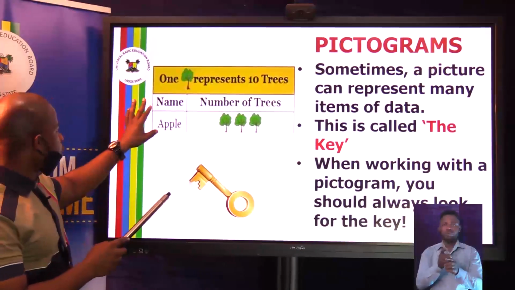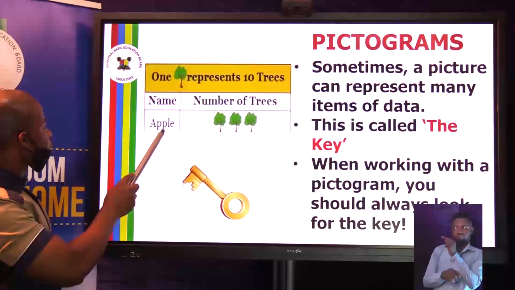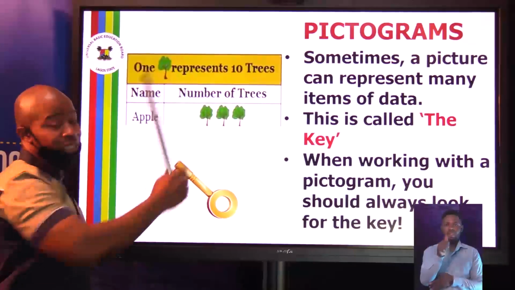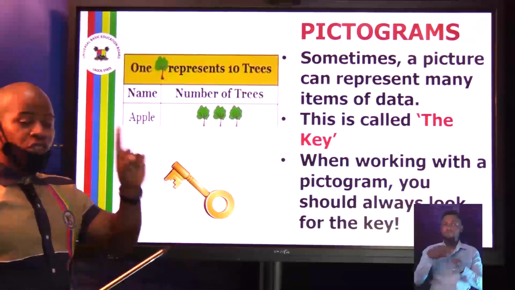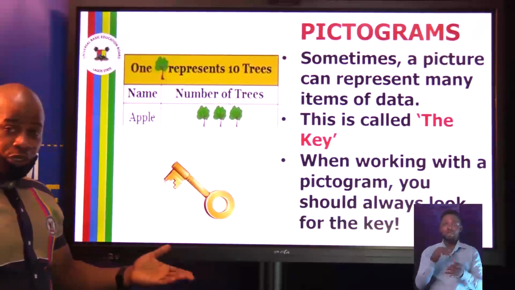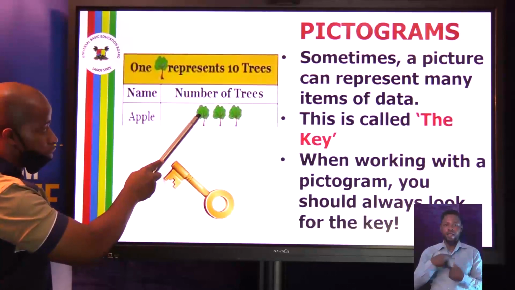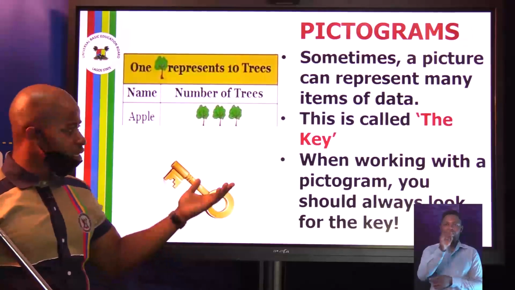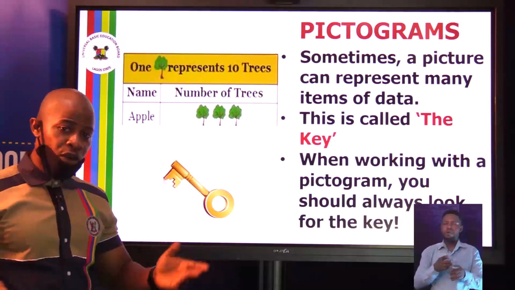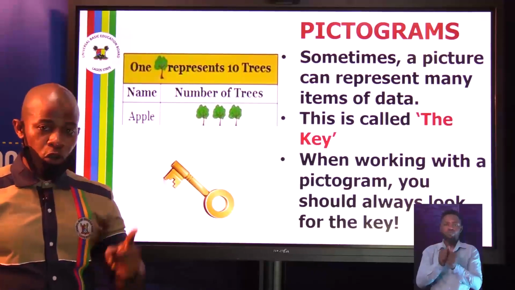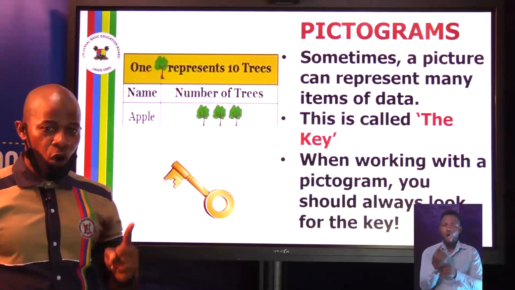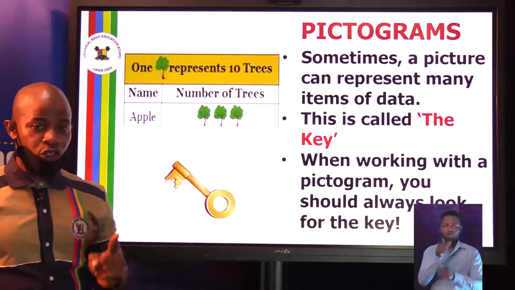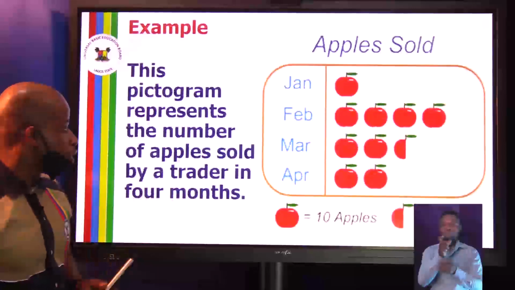Now look at this picture very well. It says one image that you see represents 10 trees. That is the key. So whenever you see just one image, 10 trees. So here we have 10 trees, 10 trees, 10 trees, altogether 30 trees. It is easy to represent data this way. So my friend, when you're working with pictograms, always look for the key, because without the key, you will not be able to answer questions correctly on pictograms.